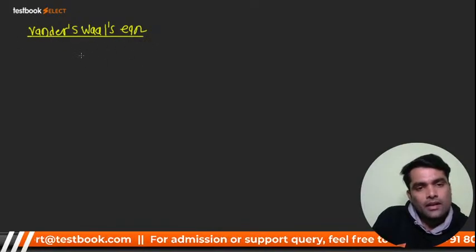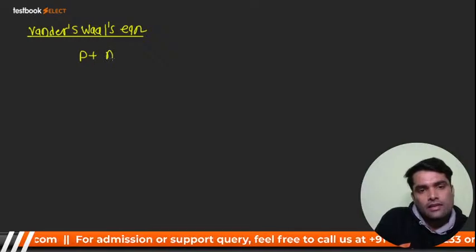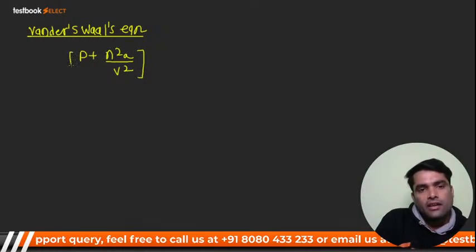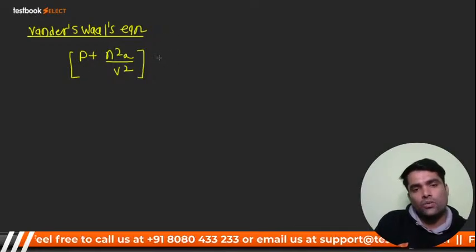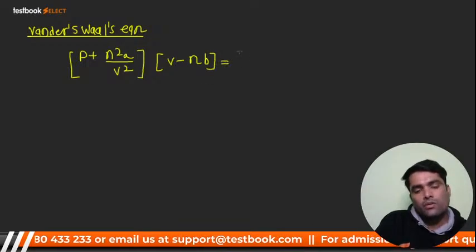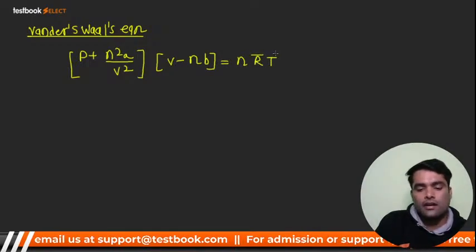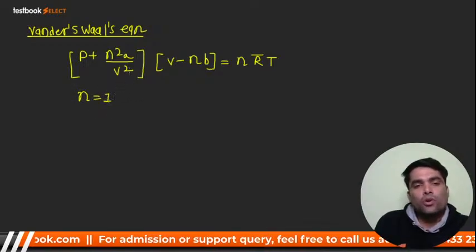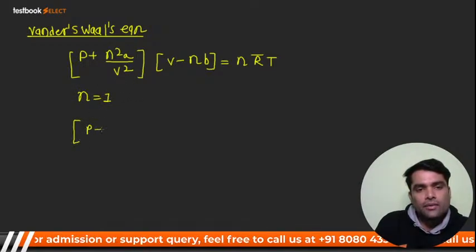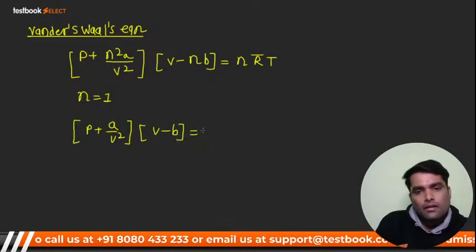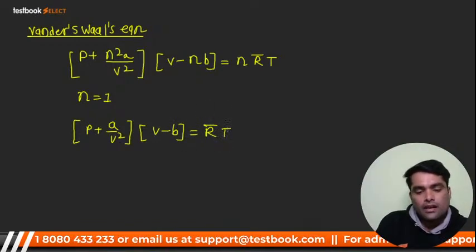I'll tell you. So my dear, this equation is (p + n²a/v²)(v − nb) = nRT, right? Now some people ask, sir, how does n² come? Here it is a/v², right? I'll tell you why. Bacha party, n is the number of moles. If n is equal to 1 mole, my dear, you will get the equation (p + a/v²)(v − b) = RT, right?